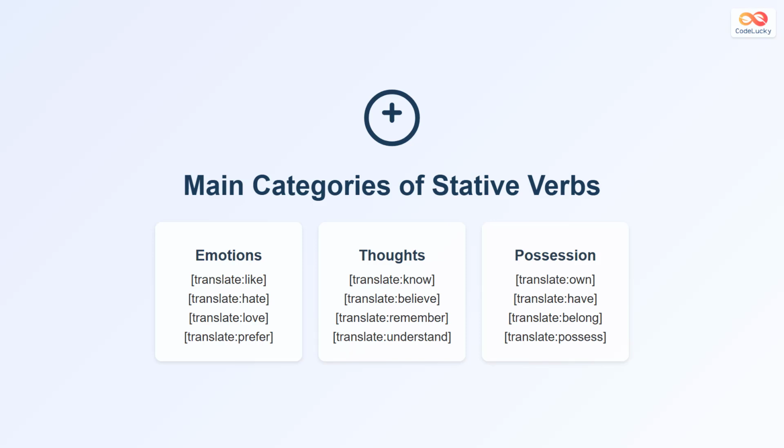Stative verbs can be grouped based on what they describe. Emotional verbs such as like, love, hate, and prefer express feelings. Thinking verbs like know, believe, remember, and understand describe mental states. Verbs showing possession such as have, own, belong, and possess express ownership or relationship. Each of these verbs represents a state, not an action.